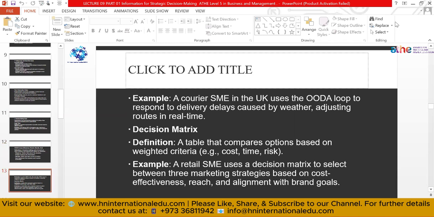For example, a courier SME in the UK uses the OODA loop to respond to delivery delays caused by the weather, adjusting routes in real time as well. Just like we have flight delays.